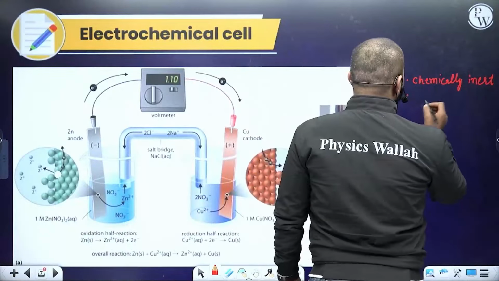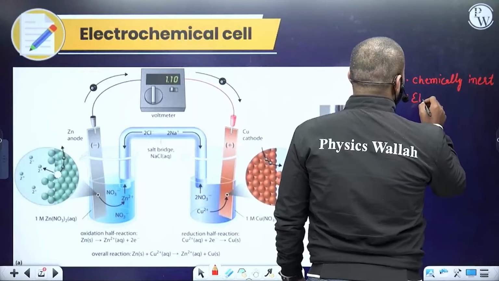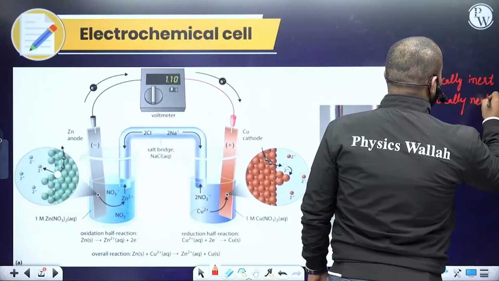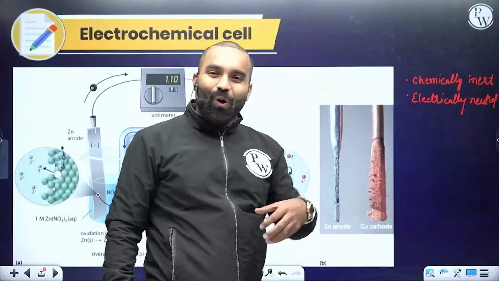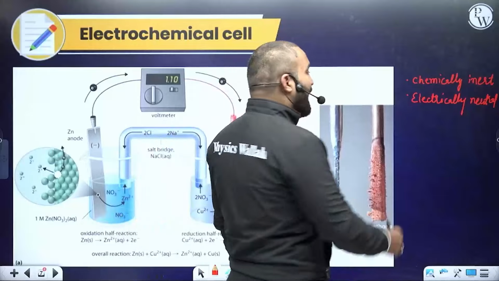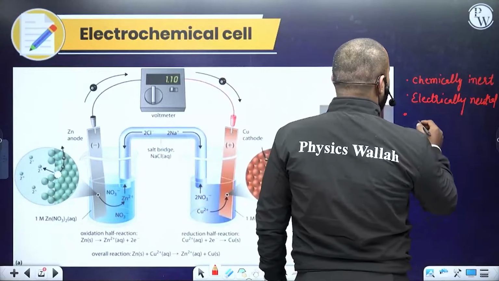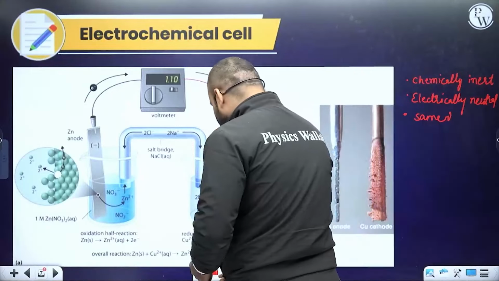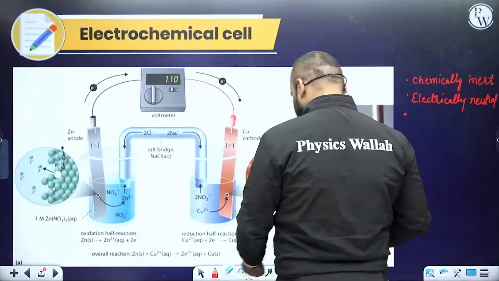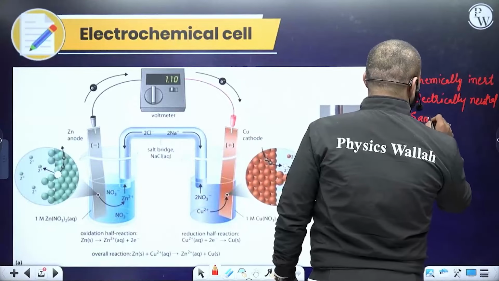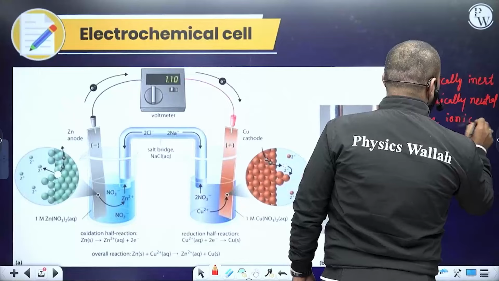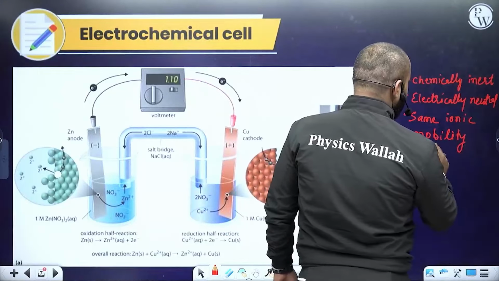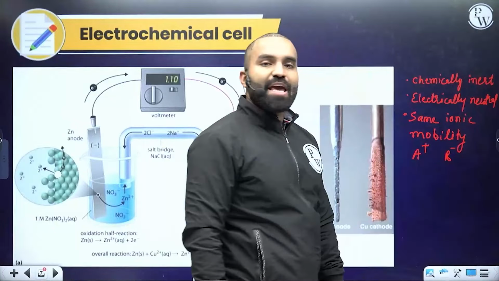It should also be electrically neutral. Now what does it mean? Electrically neutral means it should not have a charge imbalance on its own. Otherwise, what's the use? Now also it should have the same ionic mobility. Whose mobility? A plus and B minus. They should have the same ionic mobility.